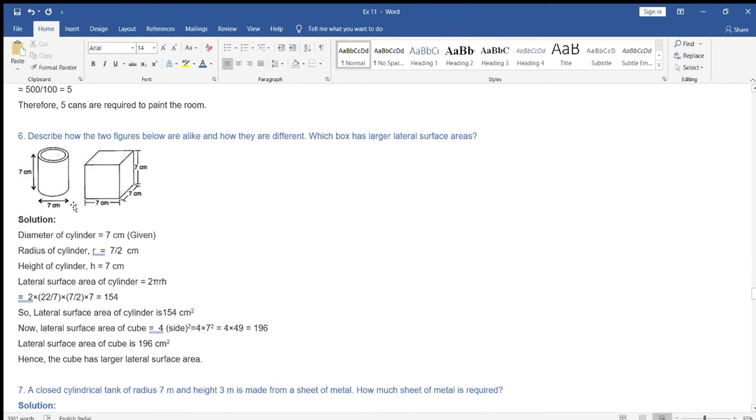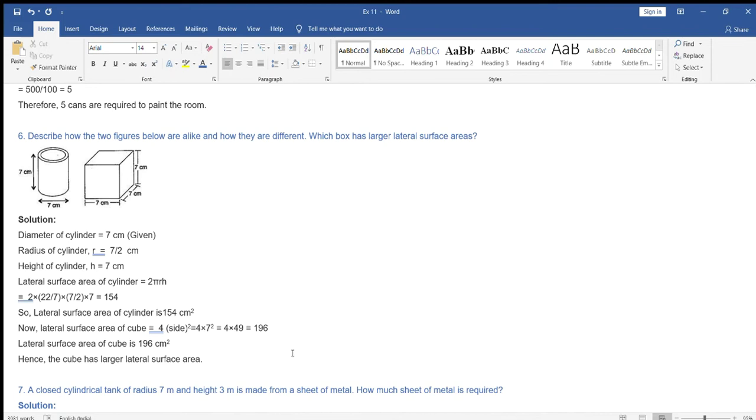So we are using the formula for lateral surface area. Have a look. The first one is a cylinder. What is the lateral surface area of a cylinder? That is 2 pi r h. We put the value and we find it as 154 centimeter square. Second is the cube. For a cube it is 4 into side square, so it is 196. Which box has larger lateral surface area? When we compare both, we find that the cube has larger lateral surface area.